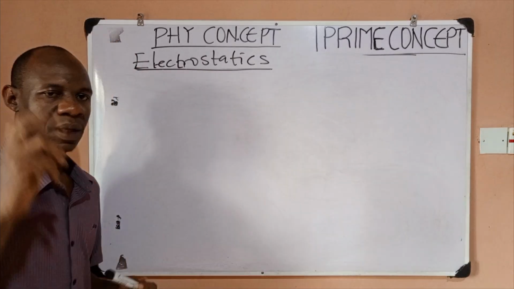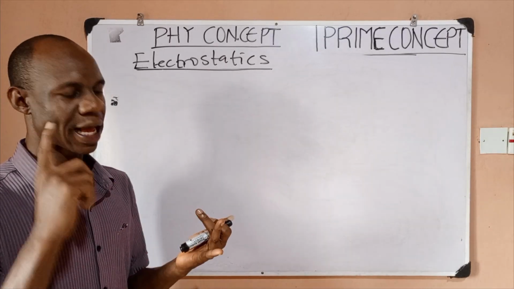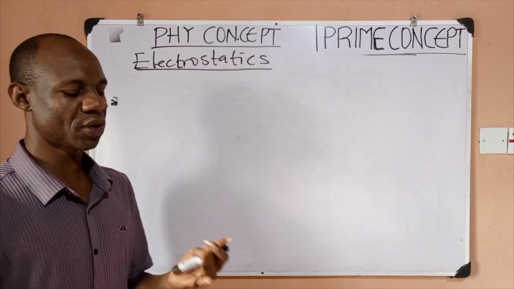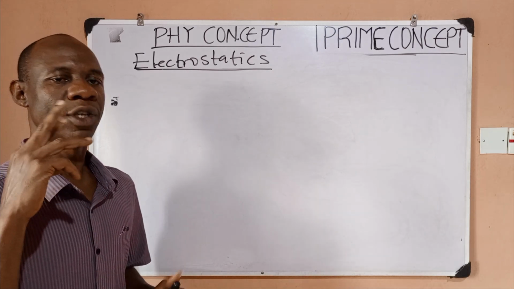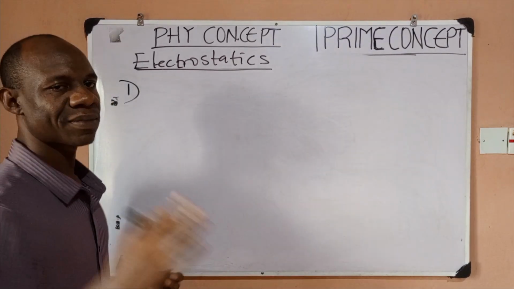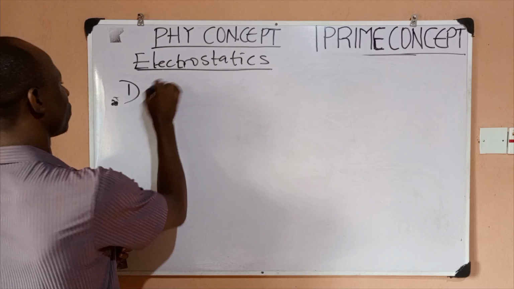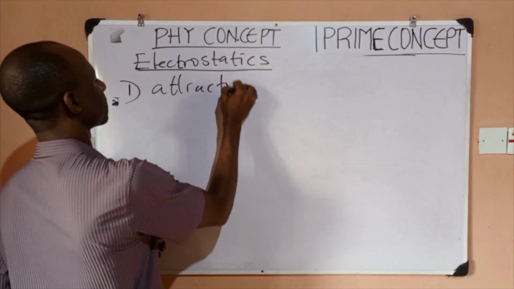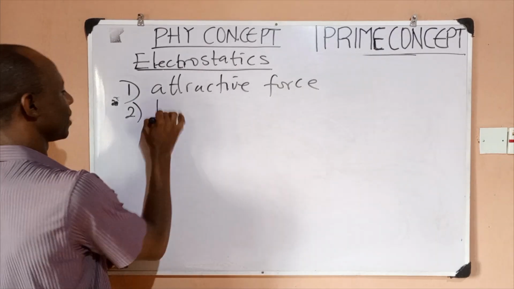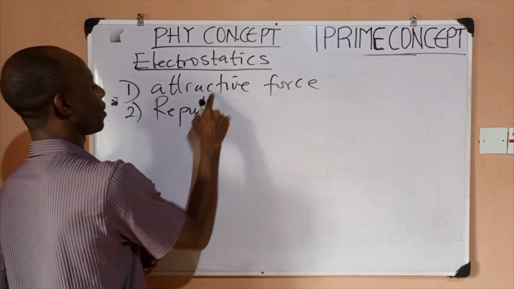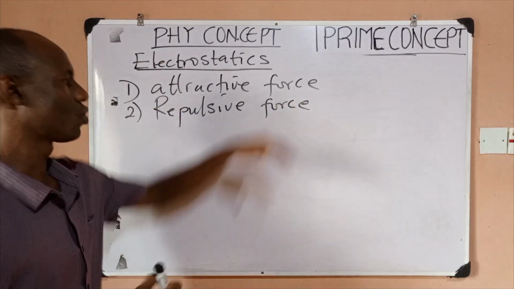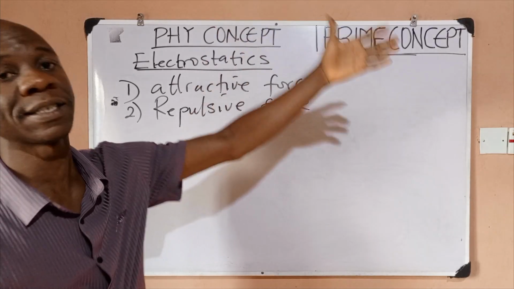Now, you know that charges are usually either positive or negative. By virtue of us having positive and negative charge, we can have two kinds of forces that will be experienced. One kind of force that can be experienced by charges is what you call attractive force. Another kind of force that can be experienced is what you call repulsive force. So these are the two kinds of forces we would always have, either attractive or repulsive.